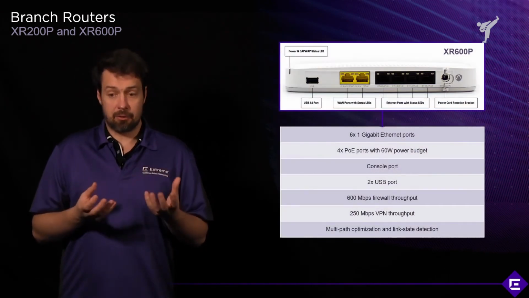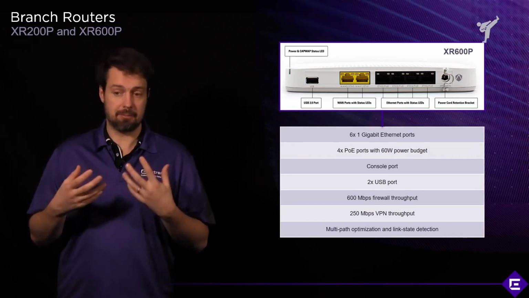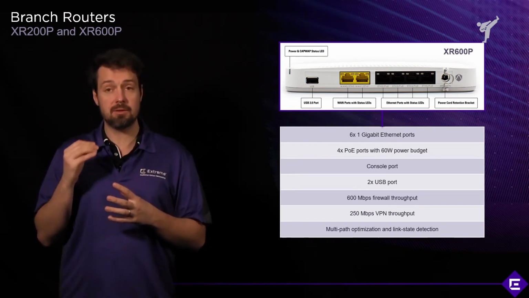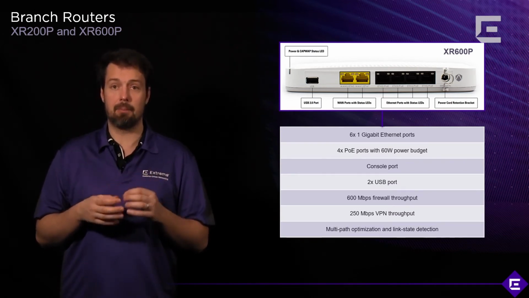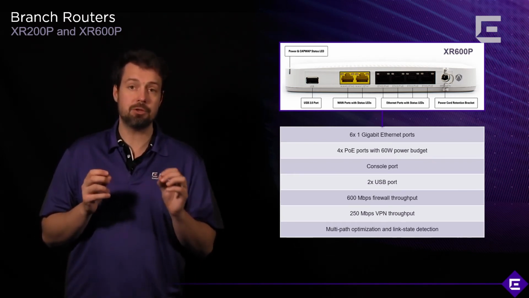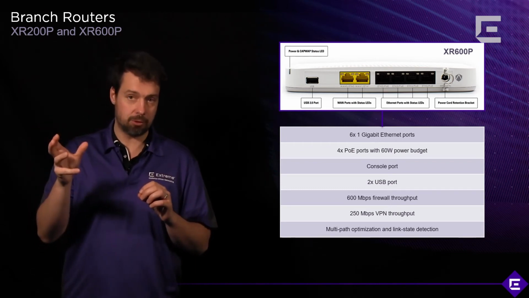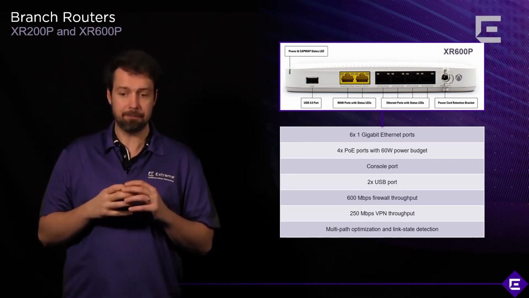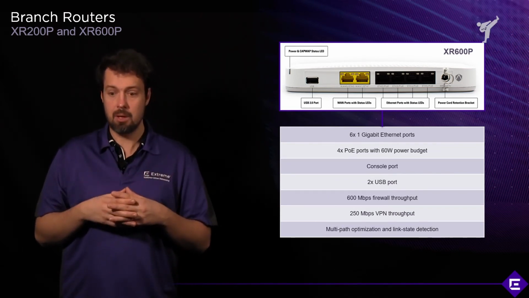The XR600P has 6 gigabit Ethernet ports, so it has a bigger switch at the back. You have 4 PoE ports with up to 60 watt of PoE budget, a console port, and 2 USB ports. The USB ports on both are mainly meant for 3G, 4G dongles, or if you have an LTE dongle, that's what you use to provide the mobile connectivity.